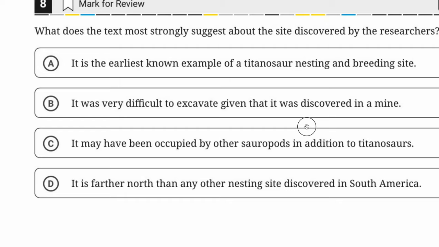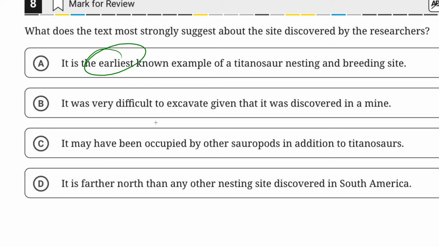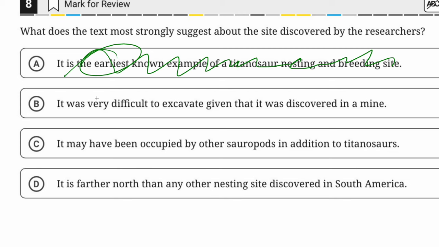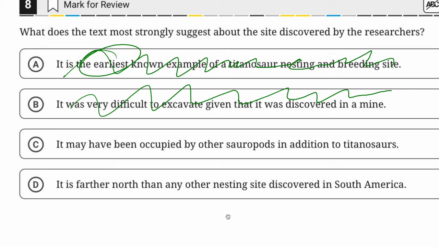So with A, that's a kind of word that I'd call an extreme word. You can also call it a superlative if you prefer, but it's the earliest. It's not just early, but it's earliest. And that's usually a red flag when you see a word like that, because it's hard to support a superlative, and especially when you have an inference. You don't want to infer an extreme like that. It doesn't talk about how difficult it was to excavate or dig up. The other thing about earliest is they weren't talking about time, they were talking about location. It is farther north.